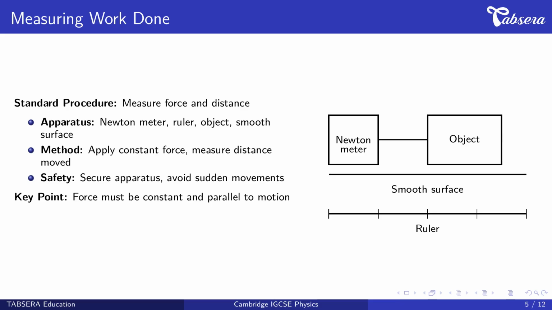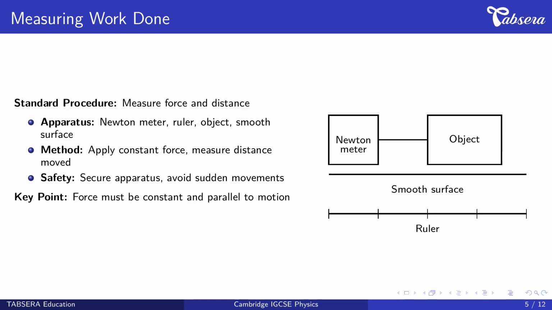First, attach the Newton meter to the object using string. Second, pull the object with constant force, reading the force from the Newton meter. Third, measure the distance moved using the ruler. Safety is paramount. The hazards include apparatus falling or sudden movements causing injury. Therefore, you must secure all apparatus and avoid jerky movements.